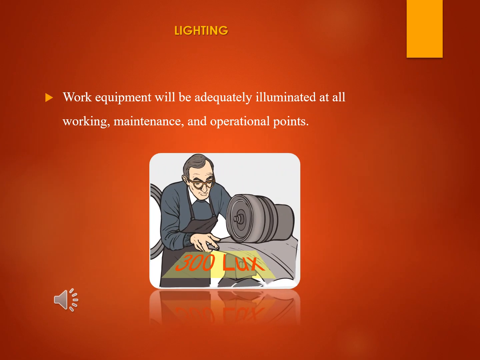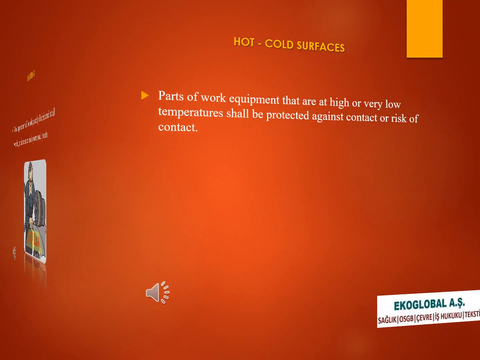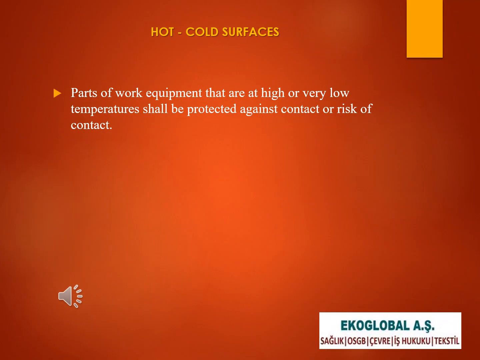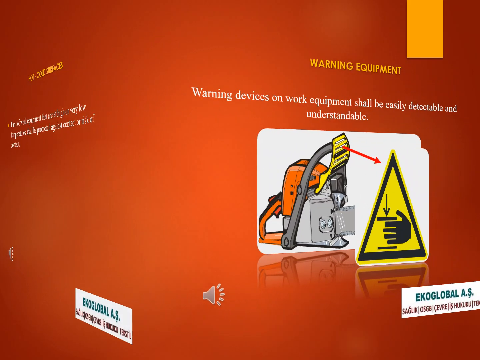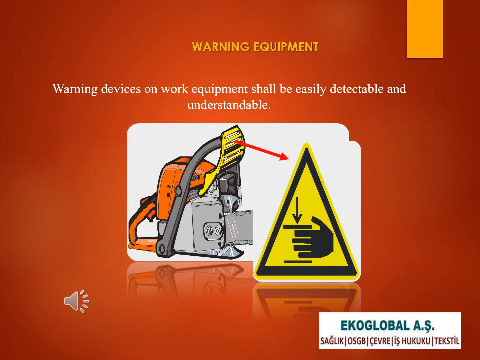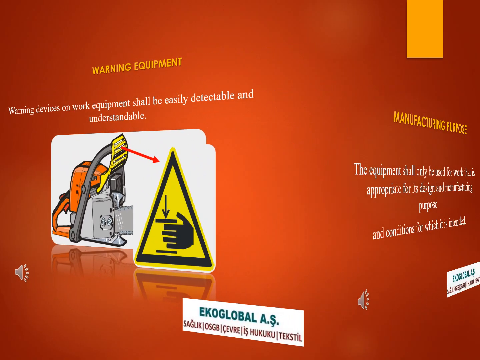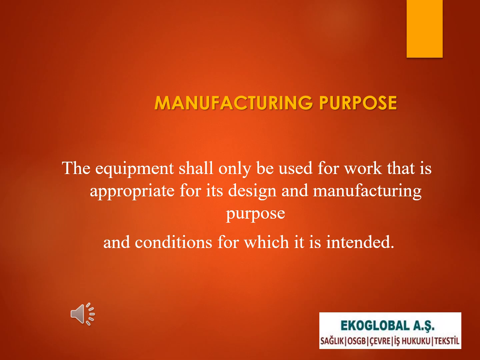Work equipment will be adequately illuminated at all working, maintenance, and operational points. Parts of work equipment that are at high or very low temperature shall be protected against contact or risk of contact. Warning devices on work equipment shall be easily detectable and understandable. The equipment shall only be used for work that is appropriate for its design and manufacturing purpose and conditions for which it is intended.